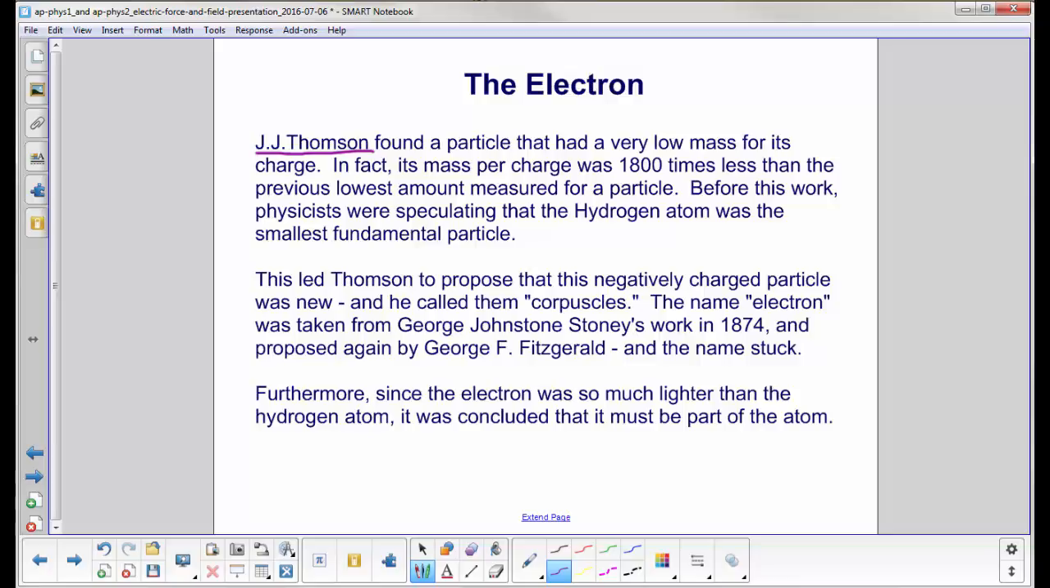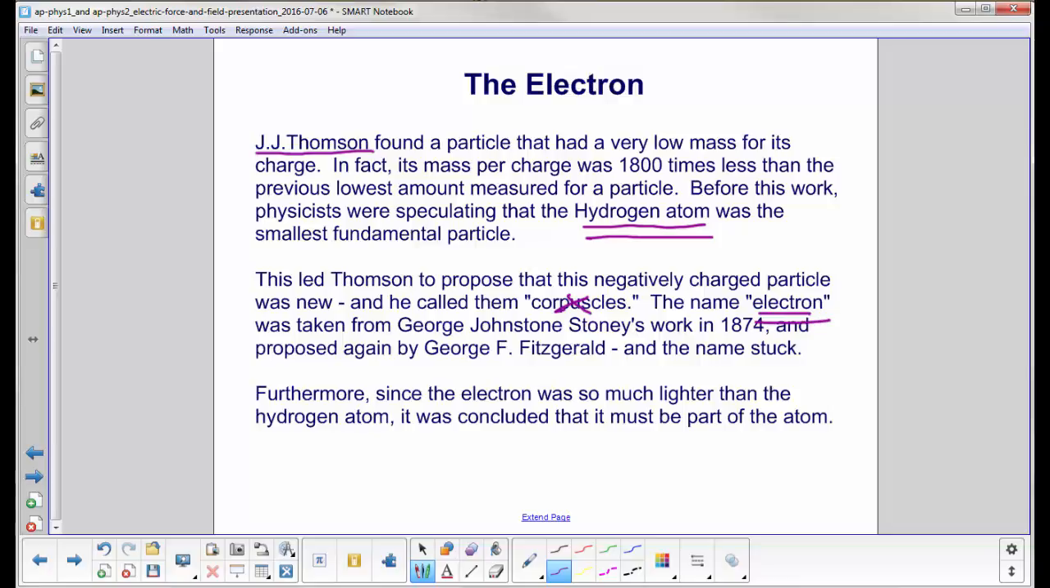Actually, before his work, physicists were speculating that the hydrogen atom was the smallest fundamental particle. This led Thomson to propose that this negatively charged particle was new, and he called them corpuscles. The name electron was then taken from George Johnstone Stoney's work in 1874, and again proposed by George F. Fitzgerald, and the name stuck. So corpuscles was out, which actually was a term Newton used to describe light particles, and electron was in.